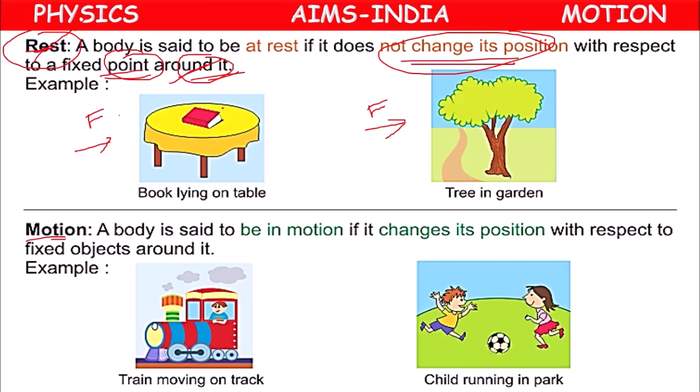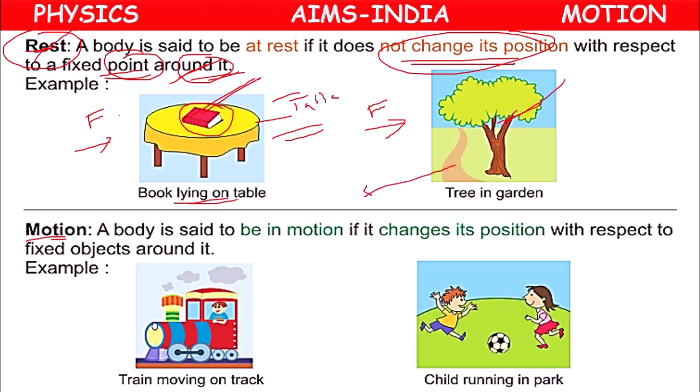Here, a book lying on a table. With respect to the table, the book is under rest because its position is always the same on the table. On one particular position it has been placed, its position is not changing. So with respect to the table, the book is under rest.